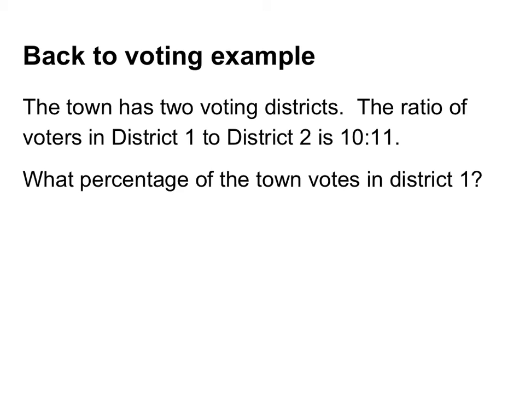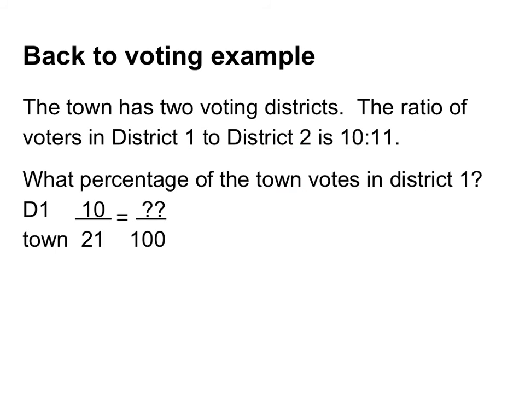So again, the town has 2 voting districts. The ratio of voters in District 1 to District 2 is 10 to 11. So then the question is, what percentage of the town votes in District 1? So we're comparing District 1 to the town. So remember, District 1 was 10, District 2 was 11. Since there are only 2 districts, it means the town is 21.